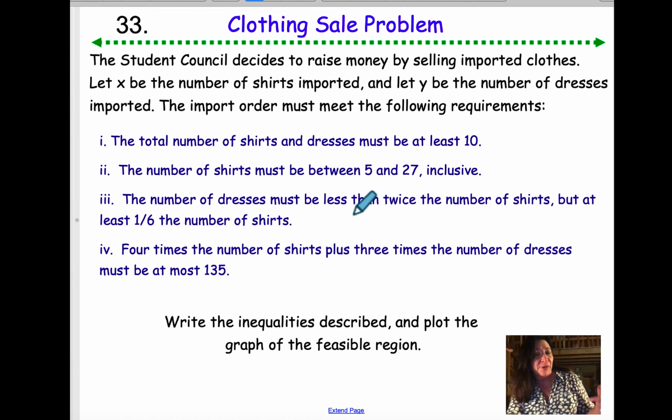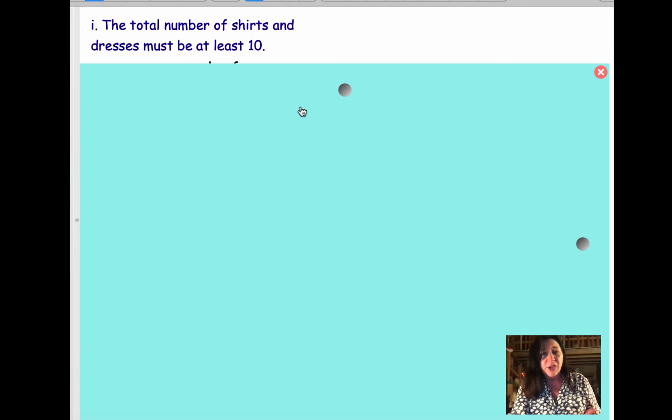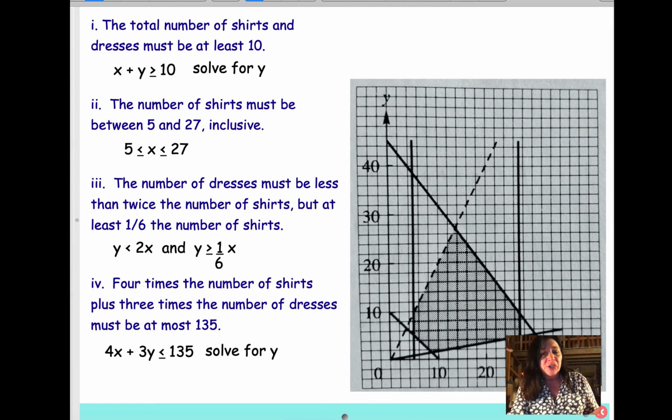The number of dresses must be less than twice the number of shirts, but at least 1/6 the number of shirts. 4 times the number of shirts plus 3 times the number of dresses must be at most, not more than, right? At most, it's that value or less than. So here are my constraints. Check your work. The total number of shirts and dresses, that's X and Y, must be at least 10. So greater than or equal to 10. Done. You're going to solve for Y, and then you're going to basically graph that function.